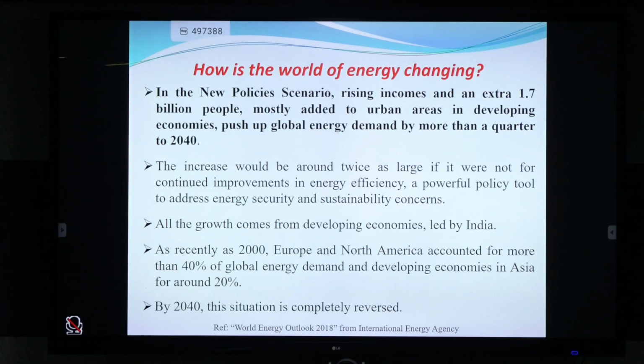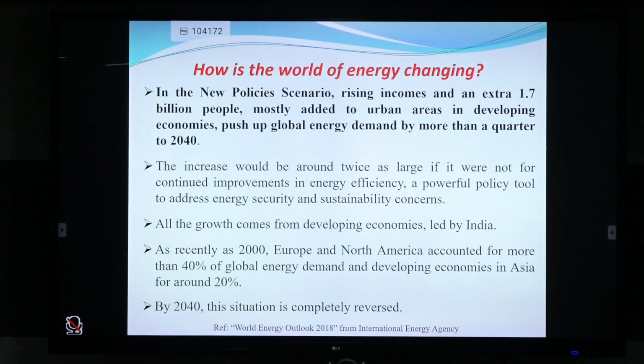However, these particular details are not clearly given. That's why I'm using this data, but more or less the content is the same. So this increase would be twice if we do not implement energy efficiencies and powerful policy tools. In fact, that was the question that was asked earlier. If the policy tools are implemented and the efficiencies are improved in the system, then the energy demand will increase by one-fourth by 2040. Otherwise, it's going to be 50%. And all this growth comes from the developing economies led by India.